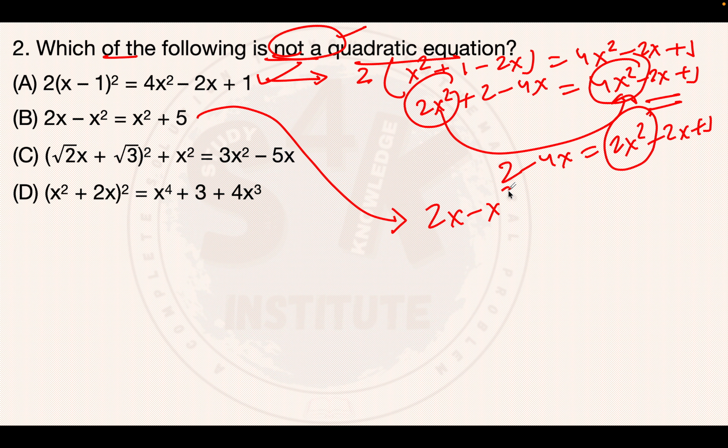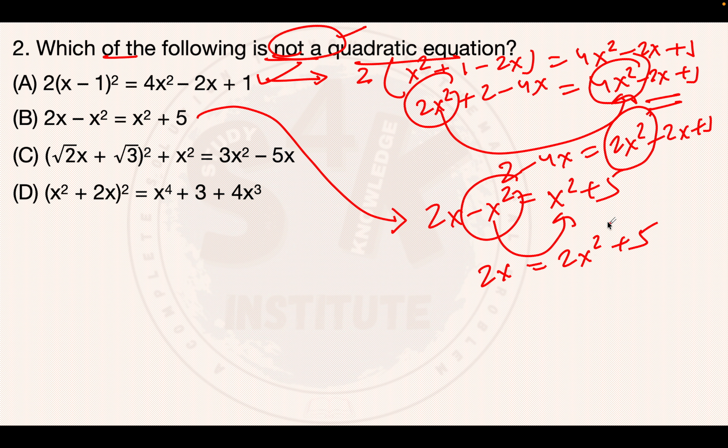Okay, the second equation, let's do this. 2x minus x square is equal to x square plus 5. So if you transfer this x square to the right hand side, sorry, so 2x is equal to 2x square plus 5, it becomes. So there is nothing which can cancel this 2x square. So x square will be the highest degree of this polynomial. So yeah, it will be a quadratic equation. Let's solve the third one. So this is also not the answer. This is also not the answer. So let's see the next one.